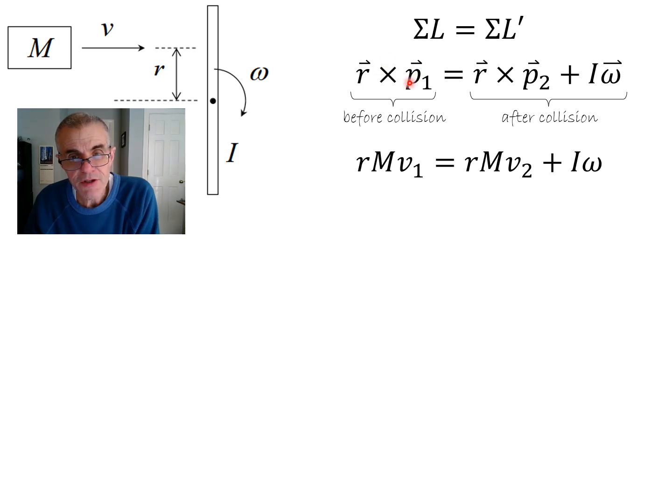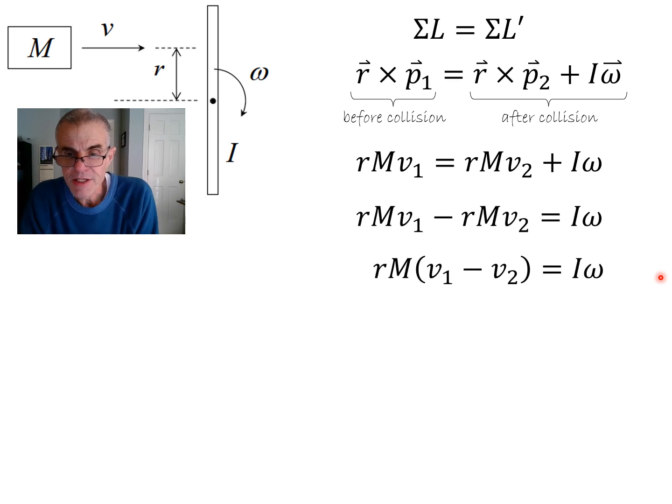R cross P is multiply the perpendicular components. Well, R in our diagram is the perpendicular distance between the line that the cart is moving on and a line that passes through the axis of rotation. So that is our cross product. This particular R that's shown in the diagram times m times v. That would be true before and after.